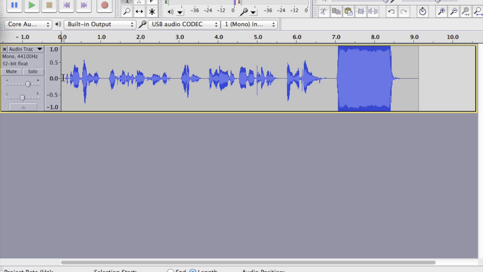So before we listen to it, let's have a look at the waveform in Audacity. We can see the waveform looks okay actually, the first bit up until about 7 seconds, and then between 7 and 8 and a bit you can see all the sound waves get squashed up, and that's not right.